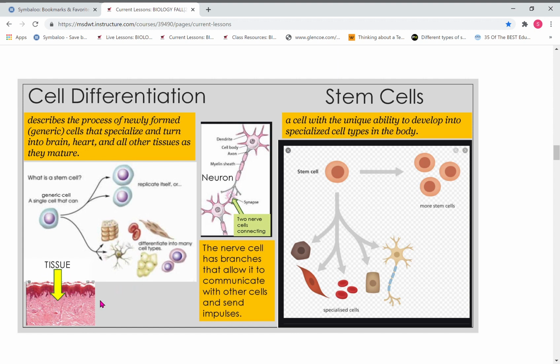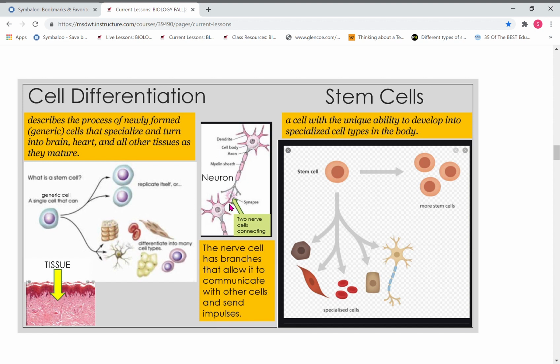Here's an example of a piece of tissue. This tissue picture is on the final exam, so be sure you know what this looks like. Tissues. We'll get to organization next. Stem cells, again, are generic when they start out. That's why they're being used in research, because stem cells are able to become anything you tell them to be. So they can either stay generic or they can turn into specialized cells.